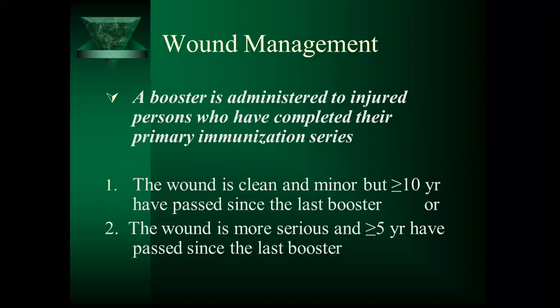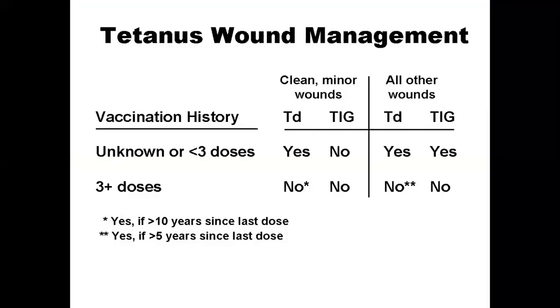This is important. Here you have to give the booster after a trauma, to an injured person who has completed their primary immunization series. If the wound is clean and minor and 10 years have passed, then yes, you have to give the booster. And if the wound is more serious and more than 5 years have passed, then you have to give the booster. This is clear from this diagram: when there is a history of trauma, you must know the state of vaccination for tetanus.